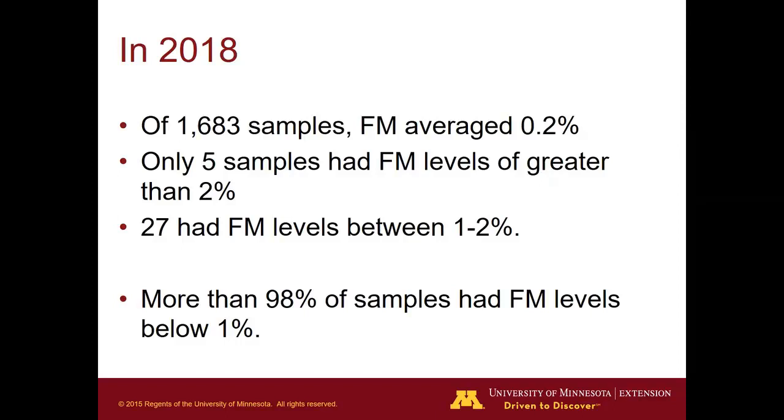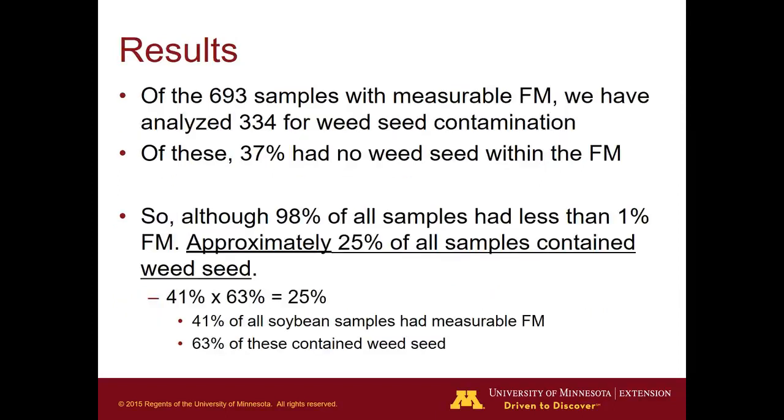I mean, this isn't a perfect survey. Farmers go out, they collect a sample. They're probably not going to send me the crappiest stuff they have. They might even pick out some cockleburs or something. But this gives us an idea of what we're looking at. So 98% of the samples have foreign material below 1%. You can forget about my math here.